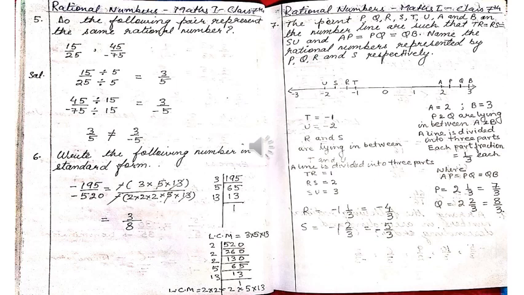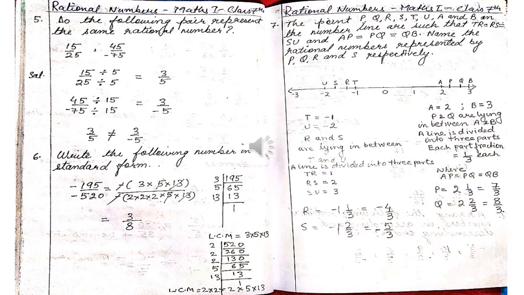Now write the following number in standard form. As I have discussed, you can do this the way I have done in the rough work. Try to take the LCM of this and write it over there, or you can do the HCF part: take out the HCF common to both, and then divide it. So here it will be easy for you to do it, and the error will also be very less.